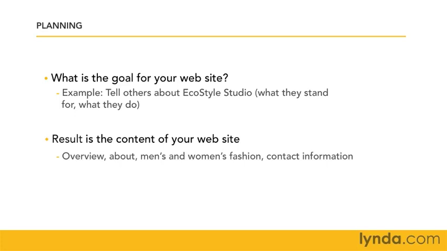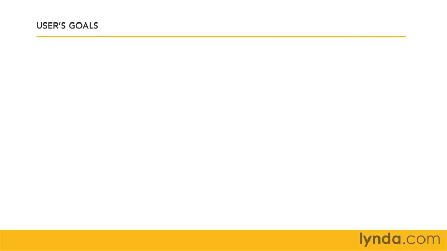So there's the content. But what is the user trying to do? We can't just give them all this information on one page necessarily. We want to know what they're trying to do. And first off, can they even find your site in the first place? If they enter your company name in a search engine, is your site going to come up? Is it even on a web server to begin with? So we need to make sure our site is available and viewable.